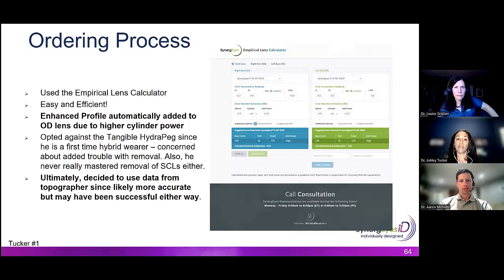All right, so for my ordering process, I do like to get my team involved, but during the early learning process of the ID lens, I did all of the ordering myself, and I used this empirical lens calculator, which I'm a bit of an optometry nerd. I love using this calculator. It is so easy to use.